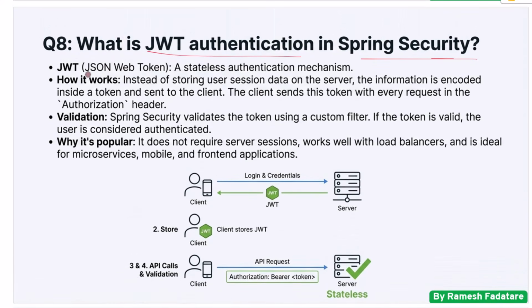The eighth question is, what is JWT authentication in Spring Security? JWT stands for JSON Web Token. It is a stateless authentication mechanism. Instead of storing user session data on the server, the information is encoded inside a token and sent to the client. The client sends this token with every request in the authorization header. Spring Security validates the token using a custom filter. If the token is valid, the user is considered authenticated.